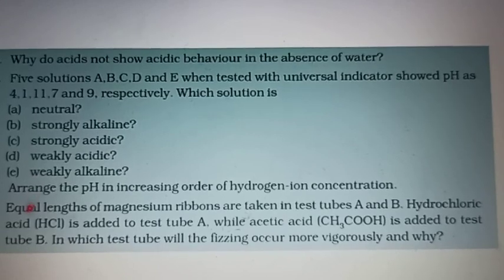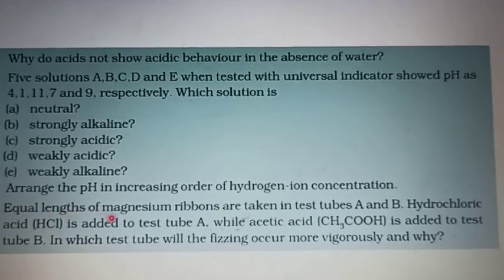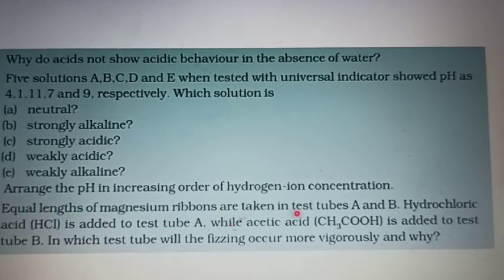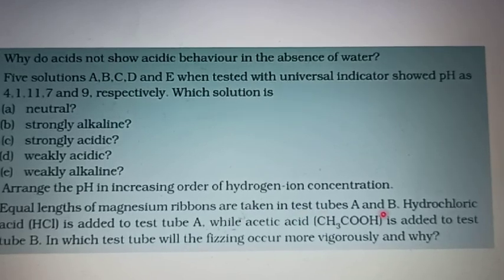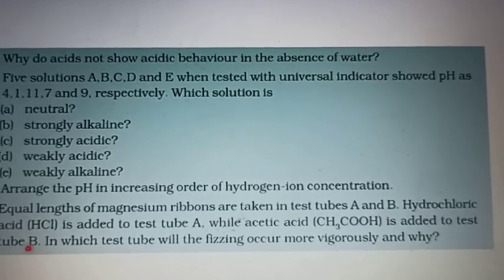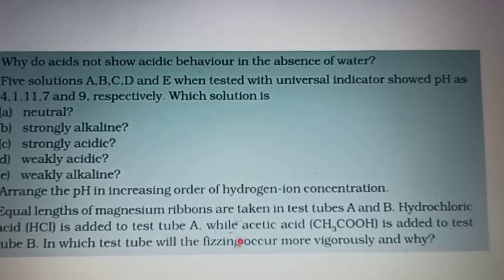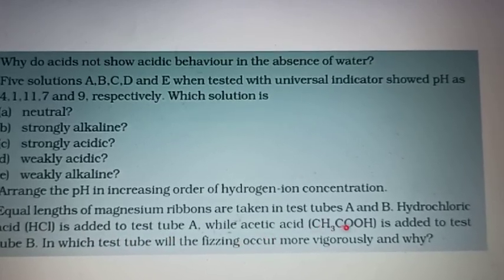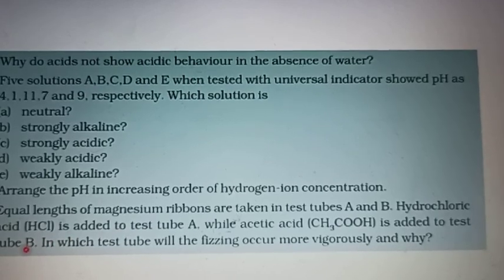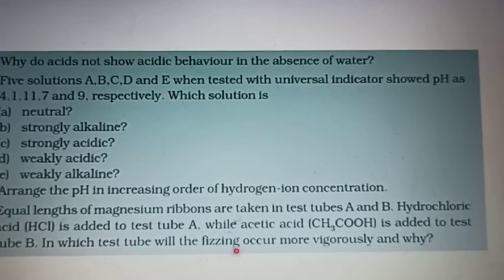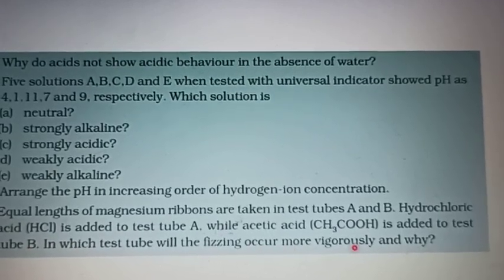Next question is, equal lengths of magnesium ribbons are taken in the test tubes A and B. Hydrochloric acid, that is HCl, is added to the test tube A, while acetic acid, that is CH3COOH, is added to test tube B. In which test tube will the fizzing occur more vigorously and why?